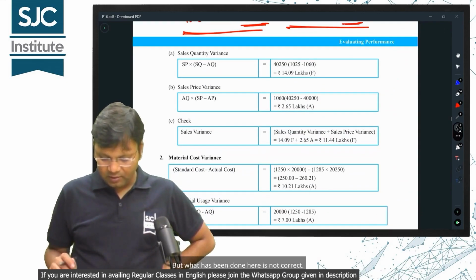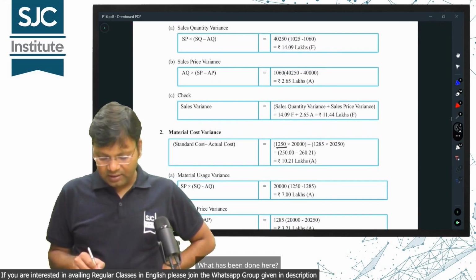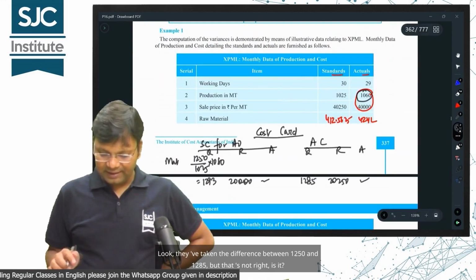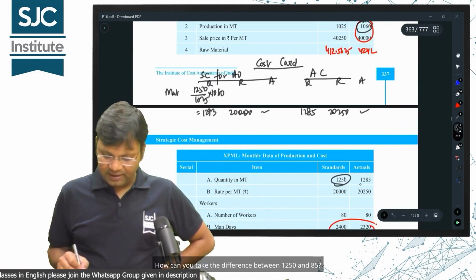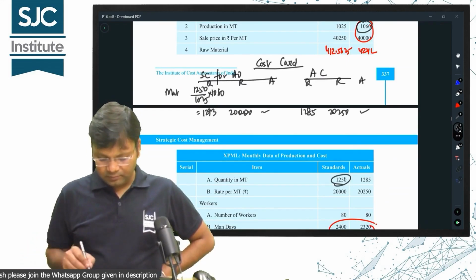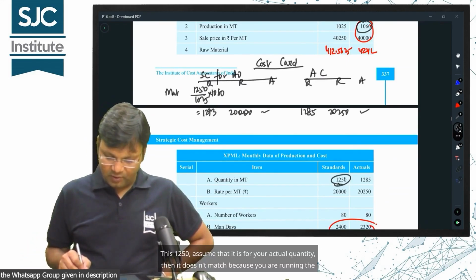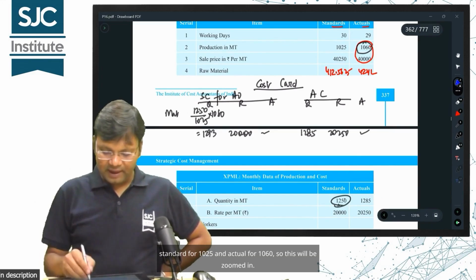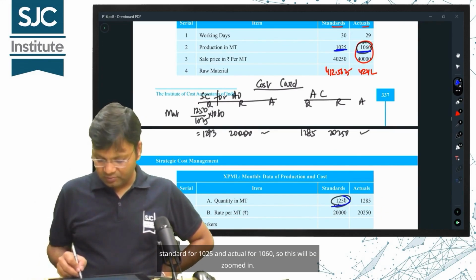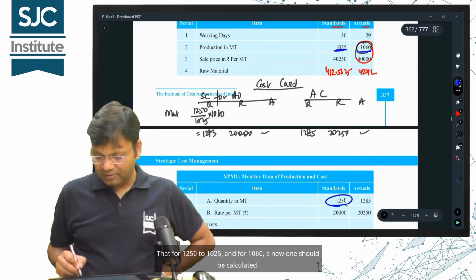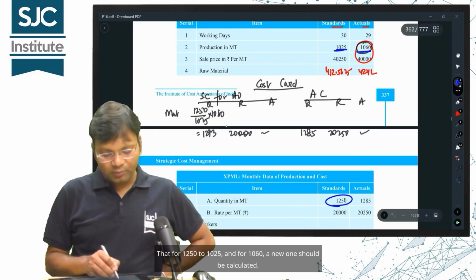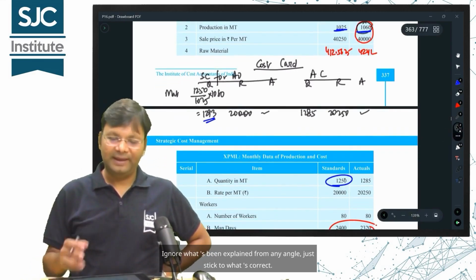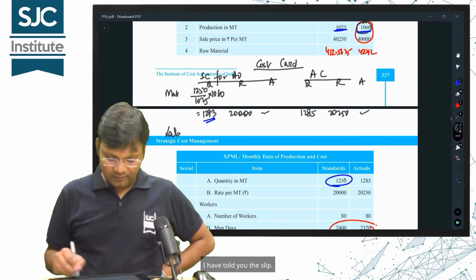But what has been done here is not correct. What has been done here? Look, they've taken the difference between 1250 and 1285, but that's not right, is it? How can you take the difference between 1250 and 1285? This 1250, assume that it is for your actual quantity, then it doesn't match because you are running the standard for 1025 and actual for 1060. So for 1250 to 1025 and for 1060, a new one should be calculated. Now it hasn't been done yet. Ignore what's been explained from any angle, just stick to what's correct. I have told you the slip.